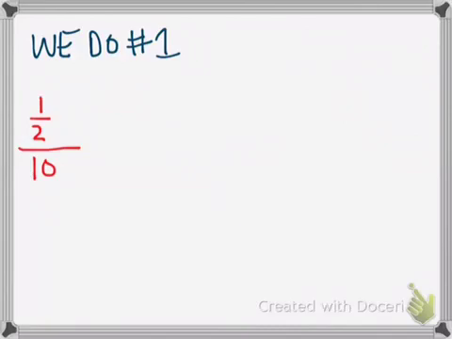So this is we do number 1. This should be copied, everything should be copied in the box labeled we do number 1. So here I have 1/2 over 10, and I see this fraction bar, and I know that fraction bar means to divide. So then I'm just going to set it up as 1/2 divided by 10 over 1. When I have a whole number, I know it's always over 1. So again, the fraction bar means to divide. Then when I have a whole number, it's always over 1.